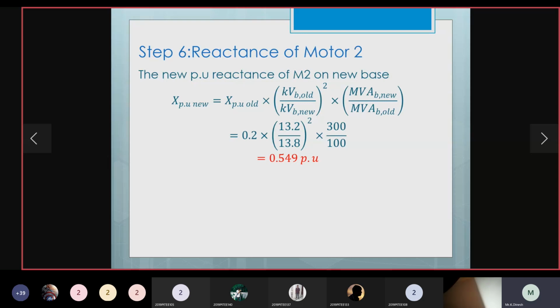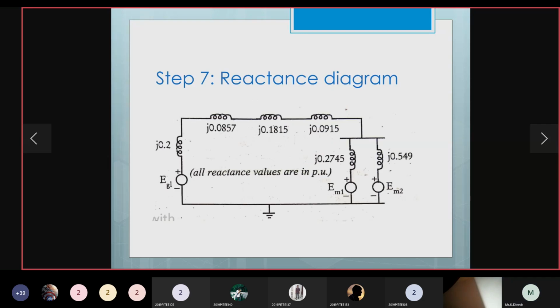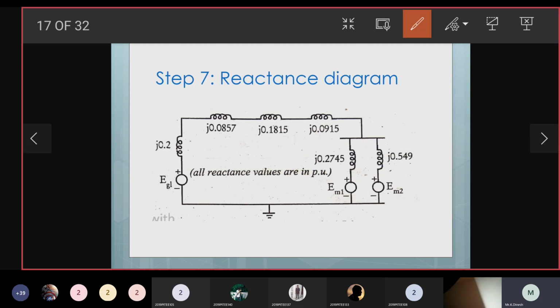So in the last step, we are going to draw the reactance diagram. This is your last step. Once you have completed all your 6 steps, we have to draw the reactance diagram. First, we draw the equivalent for your generator. This is your generator equivalent, a generated EMF in series with the reactance. So 0.2 we are getting, it is a reactance X, so j0.2.